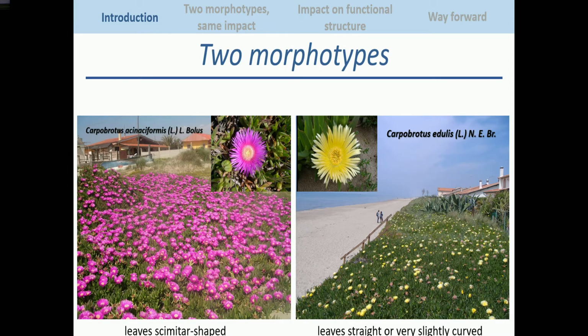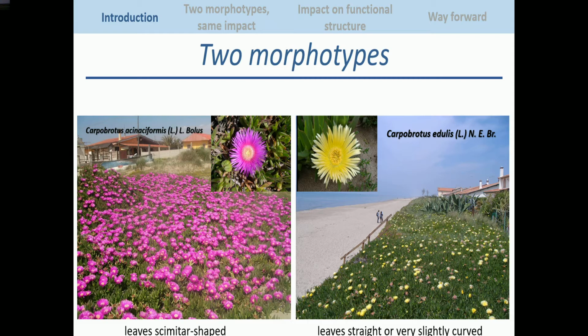Why do I talk about Carpobrotus species? Well, in Europe we normally recognize two different morphotypes, and I say morphotypes because it's not clear whether they are two separate species or not. So one is what I call Carpobrotus acinaciformis, with the Italian pronunciation. And then there is what I call Carpobrotus edulis.